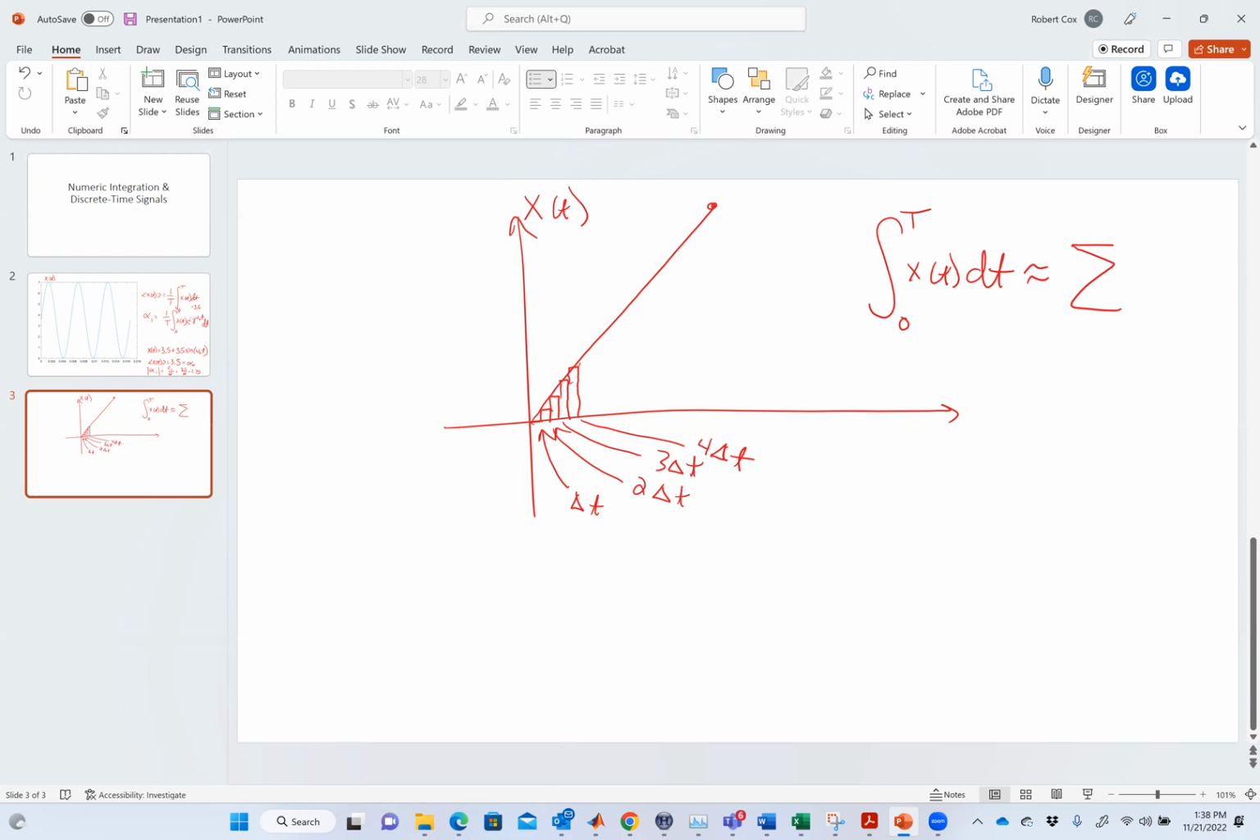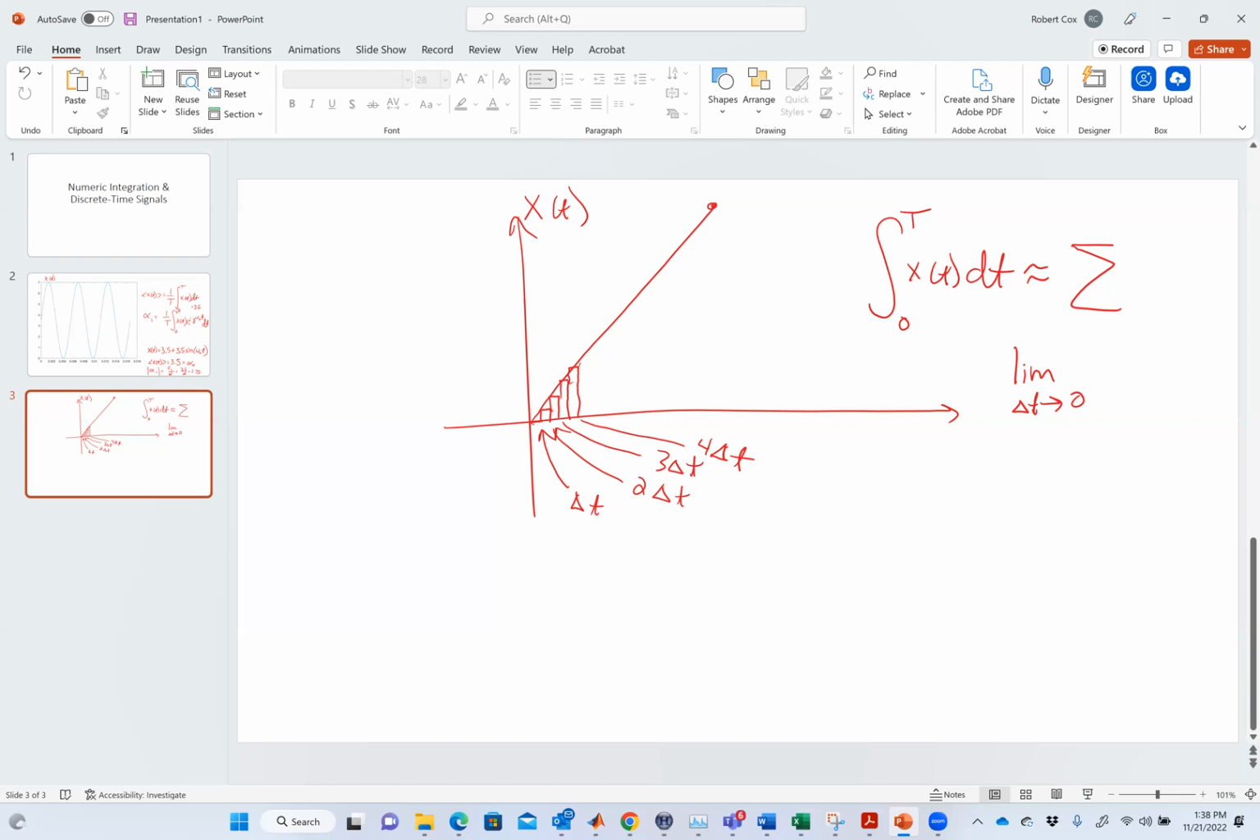I let it get smaller and smaller. I take the limit as delta t goes to 0. That will get me to what the true integral really is. But if I choose my delta t small enough, I should just be able to use a bunch of rectangles. Now, how would I do that here?